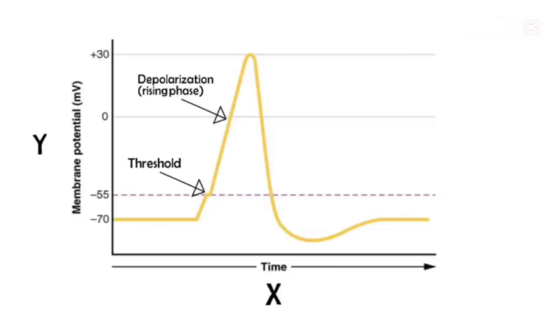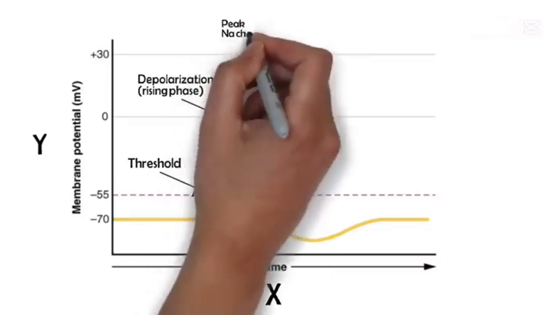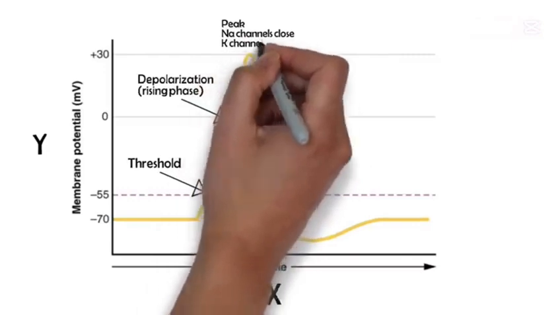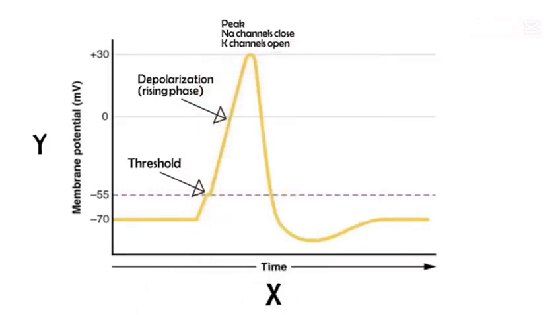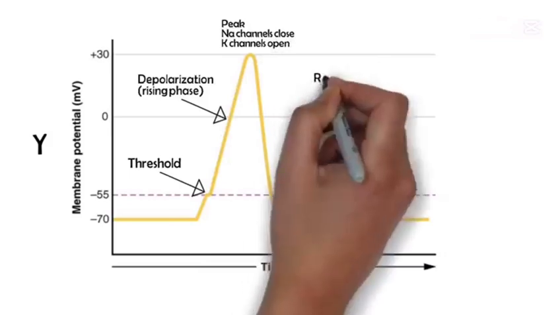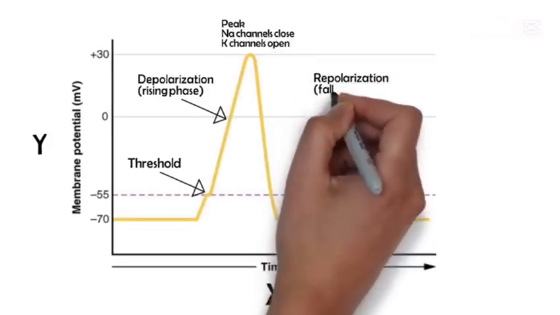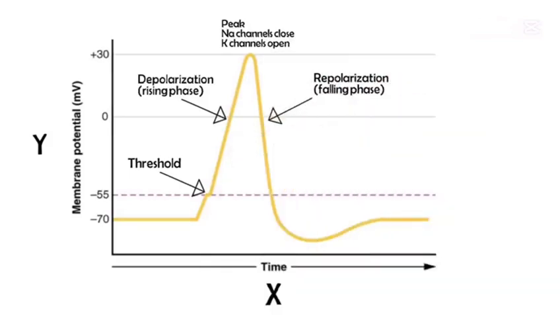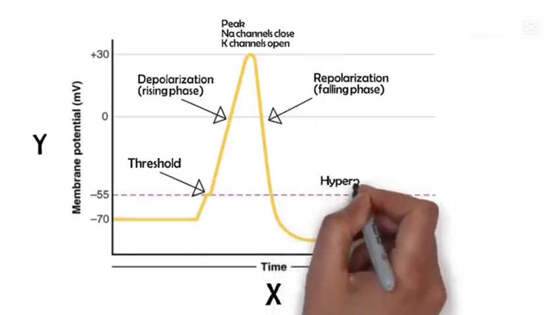Eventually, the action potential reaches its peak, sodium channels close and potassium channels open, which allows potassium to flow out of the cell. This loss of positive potassium ions promotes repolarization, which is known as the falling phase of the action potential. The neuron returns to resting membrane potential, but actually overshoots it and the cell becomes hyperpolarized.